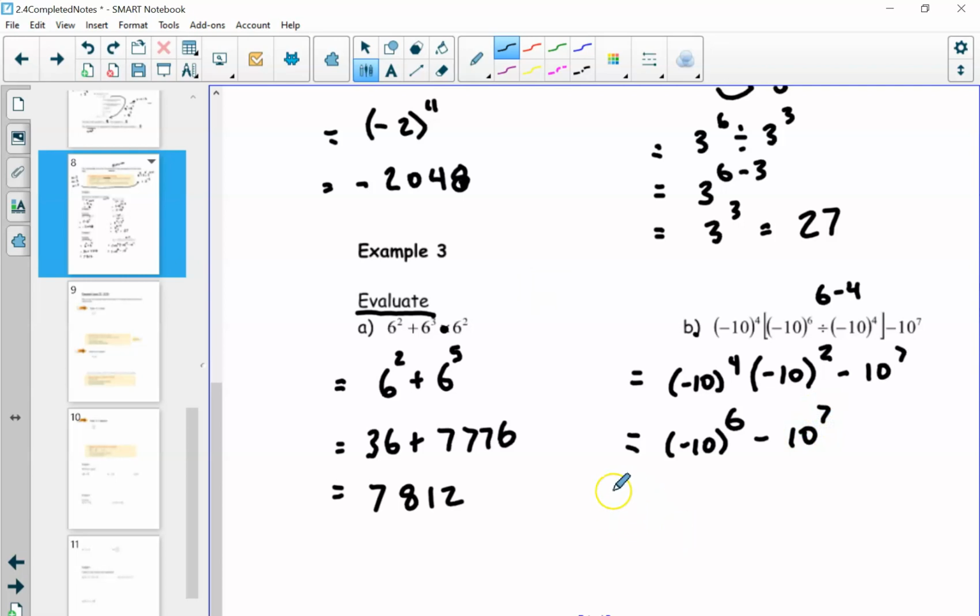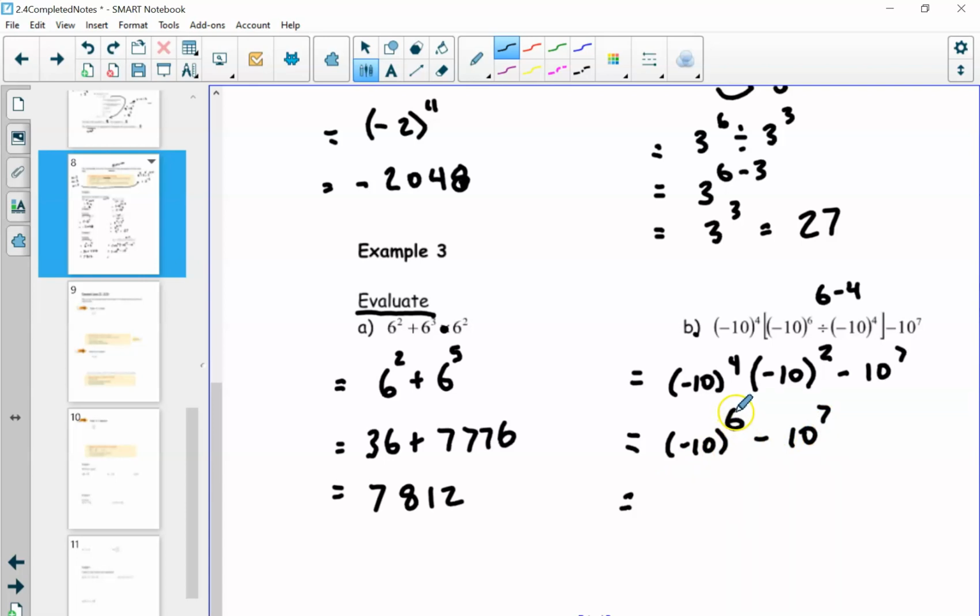Okay, so we got to be a bit careful here. We can't work any further with these exponents because they're different bases. They look the same, but they are not the same. The brackets around this negative 10 means that the exponent 6 must apply to everything inside the brackets, which includes the negative sign. However, over here, we don't have brackets around the negative sign because it's a subtraction question. So this 10 is different than a negative 10, right? Negative 10 base here and 10 base here. So we actually can't do anything else until we put these into numbers.